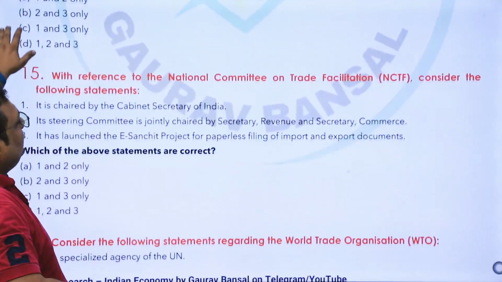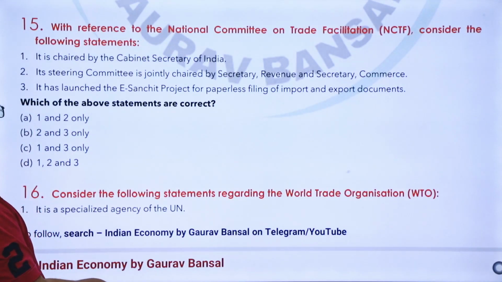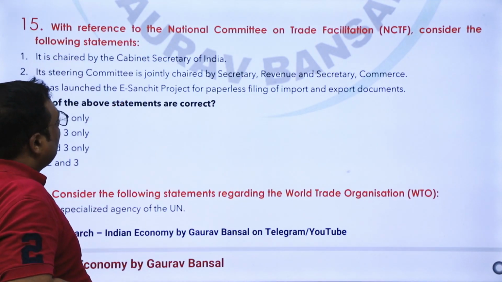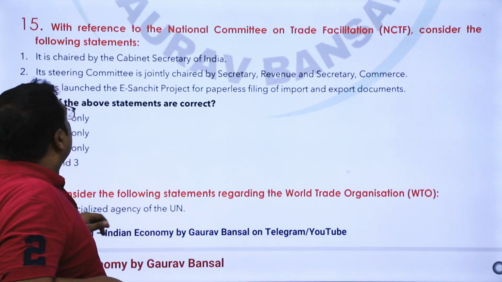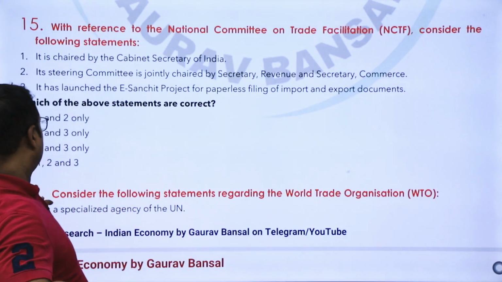15th, with reference to the National Committee on Trade Facilitation, NCTF, consider the following statement. Now this is a pure factual question. You could have done this through the hint itself. I do not really have to discuss this question. The hints should have given you adequate detail. In this case all answers are correct, so it is D.